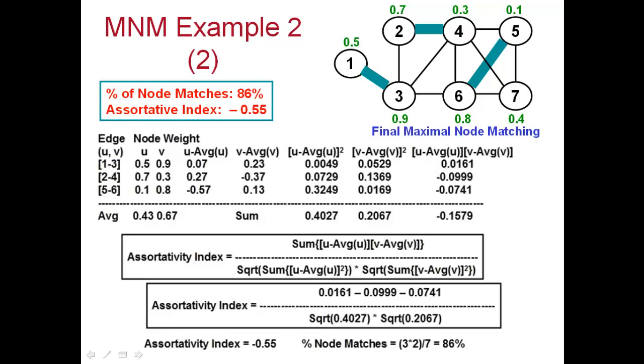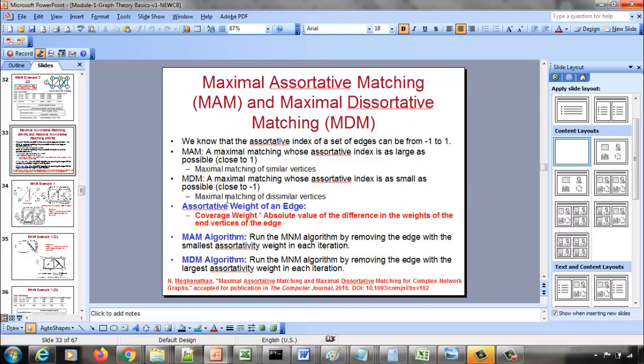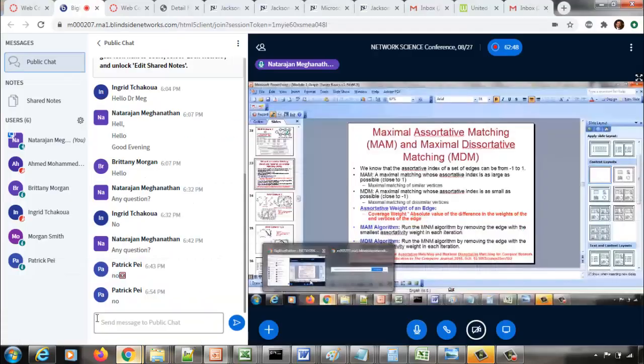So given a graph with node weights, you should be able to go through the algorithm to find the maximal node matching, as well as go through this set of calculations to find the assortativity index or assortative index. Any question on this?